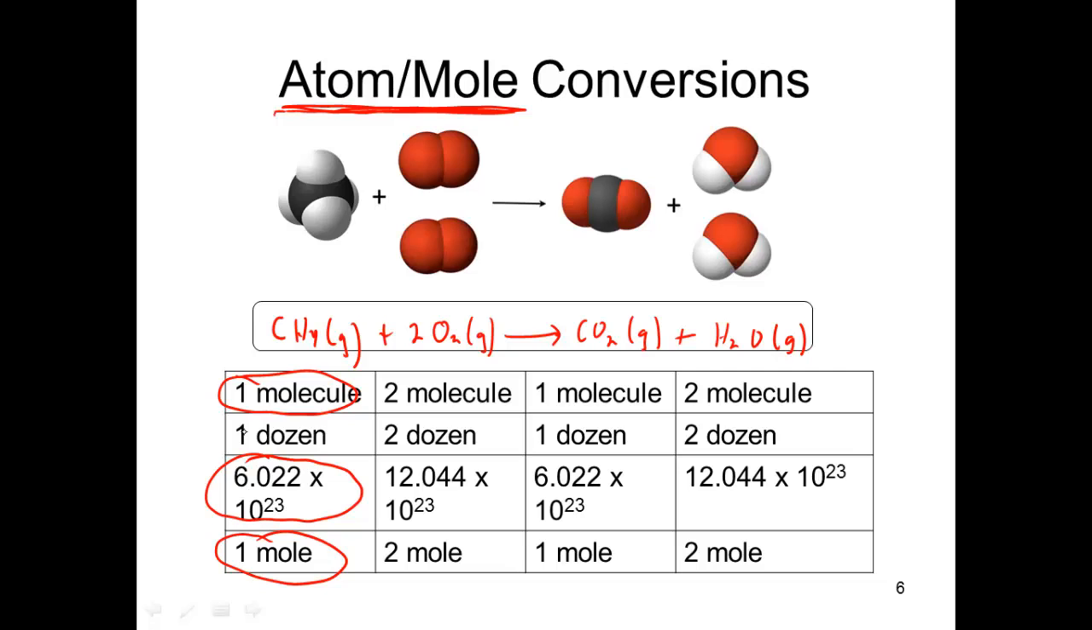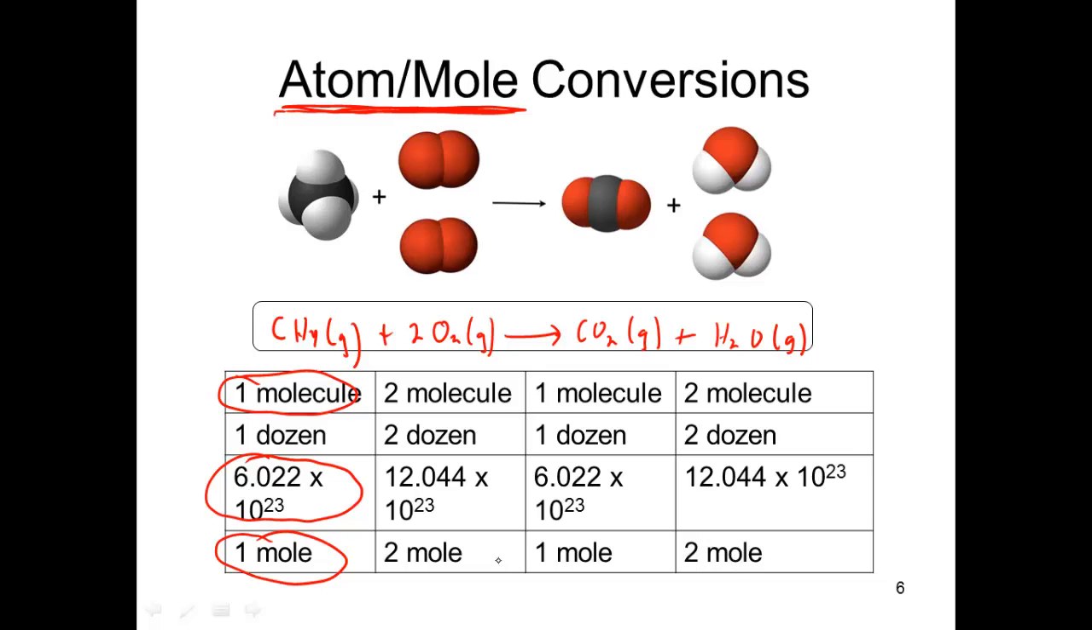We could also say that if you had a dozen molecules of methane, you could react that with 2 dozen molecules of oxygen to give a dozen CO2 molecules and 2 dozen water molecules. Or I could use this ratio as well. 1 mole reacts with 2 moles to give 1 mole and 2 moles.